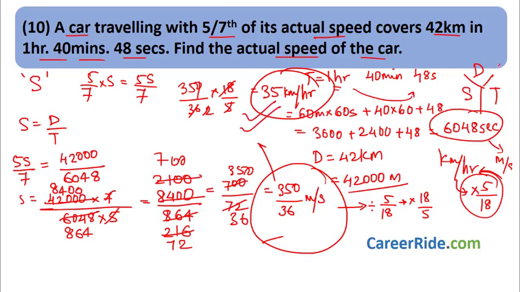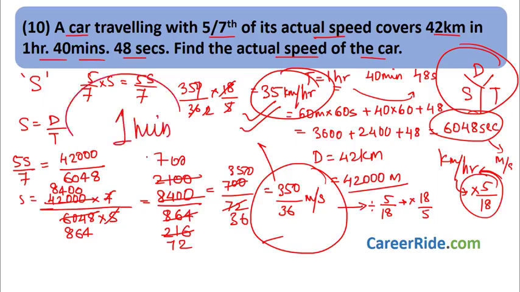Using a very simple formula of DST and any of the 4 types, we can solve any sums related to speed, distance, time. So if you practice more, you will be able to solve the sums within 1 minute. Any sum related to speed, distance, time, you will be able to solve within 1 minute for sure.